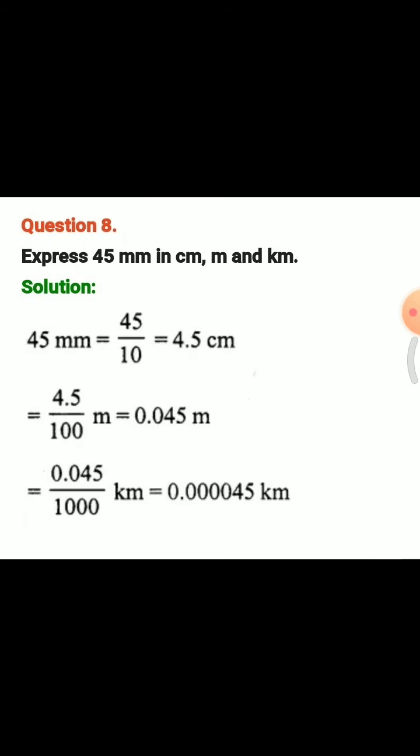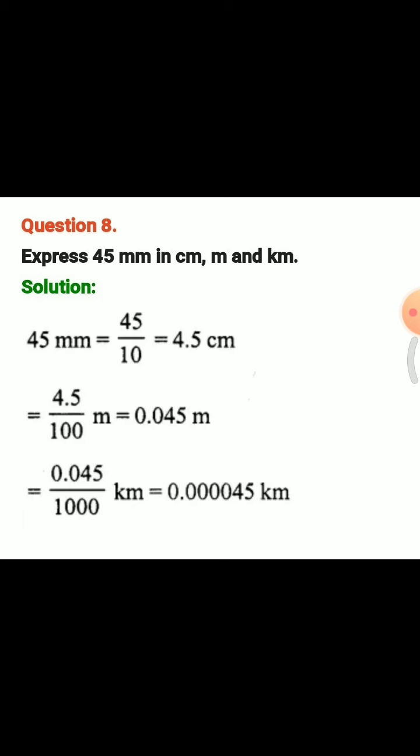Next question is, express 45 mm, millimeters, in centimeter, meter and kilometer. So you know very well, 1 millimeter equals how many centimeters? So 1 by 10 centimeter. Okay, so you divide 45 by 10, so your answer will be 4.5 centimeter. Okay, next, 1 millimeter equals how many meters? So 1 millimeter equals 1 by 100 meter. So 45 millimeter equals 45 by 100.